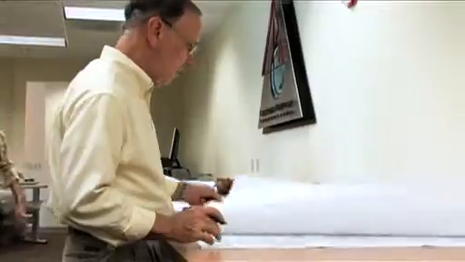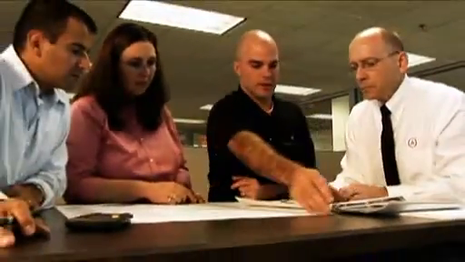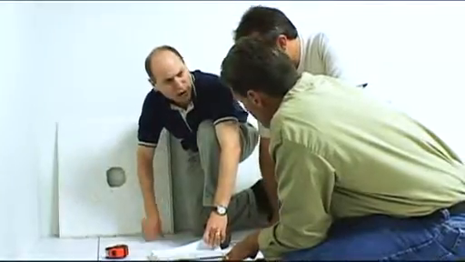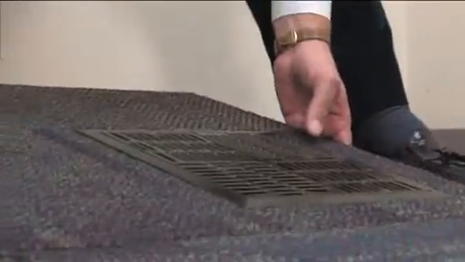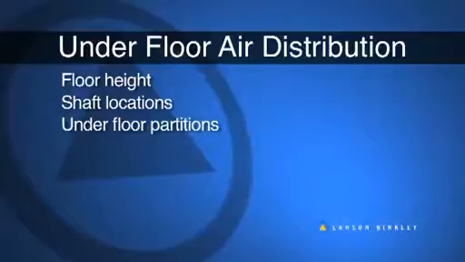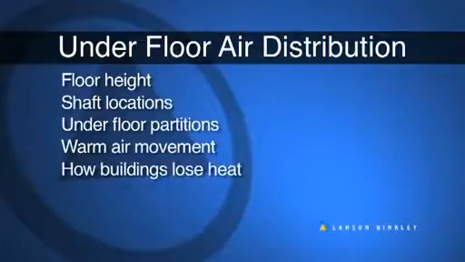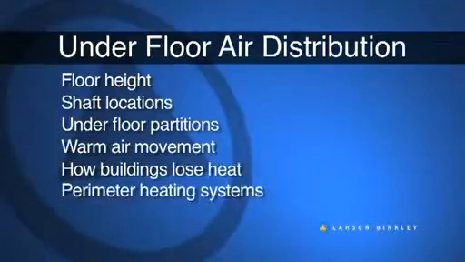The qualifications and experience of the architect and engineers, as always, is critical to a successful project. The coordination between them is about the same, but they are dealing with different sets of issues. The same goes for the contractor and tradespeople. Qualifications and experience counts. Once they've installed a few of these systems, contractors and trades very quickly learn to love them. Underfloor air does require attention to new and different issues. Some of the design guidelines include floor height, shaft locations, underfloor partitions, an understanding of how air warms as it moves towards the perimeter of the space, how buildings lose heat, and perimeter heating systems.